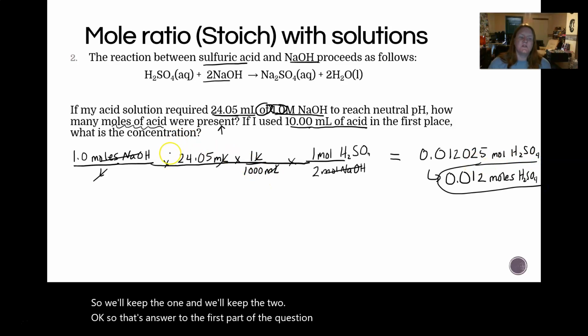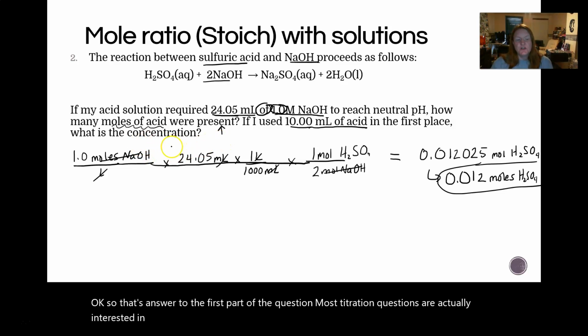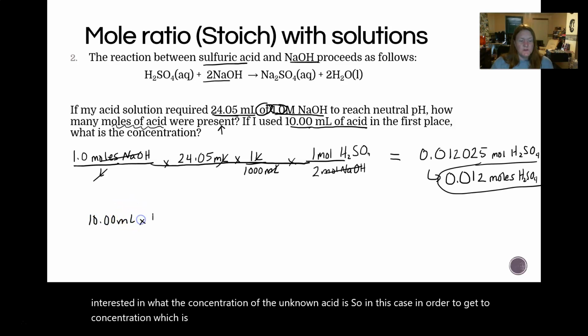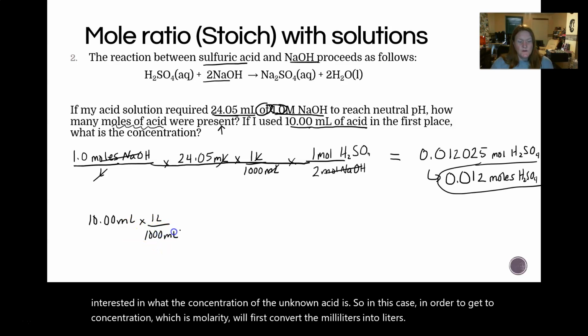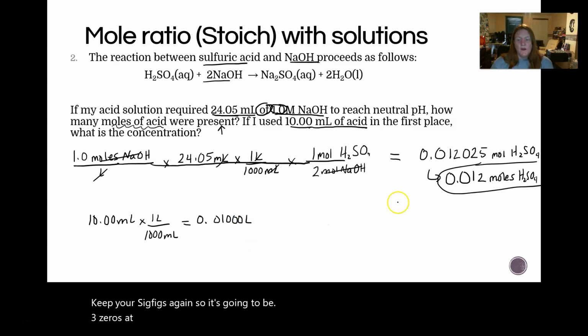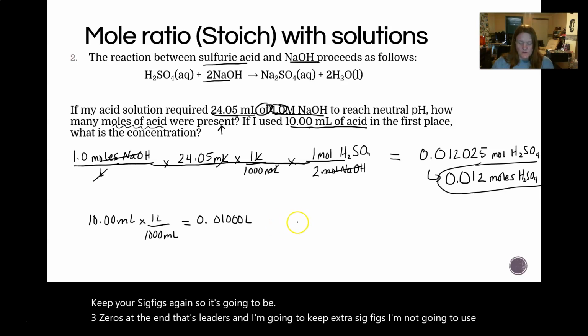Most titration questions are actually interested in what the concentration of the unknown acid is. So in this case, in order to get to concentration, which is molarity, we'll first convert the milliliters into liters. Keep your sig figs again, so it's going to be 3 zeros at the end. That's liters. And I'm going to keep extra sig figs. I'm not going to use the rounded value here. I'll keep what's in my calculator.